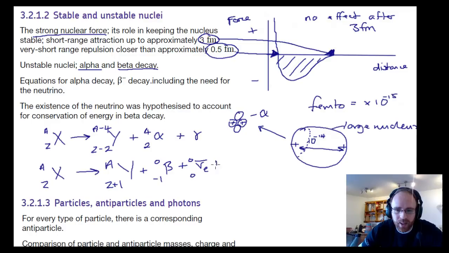We may also have a gamma to get rid of any excess energy, but it might be that the energy is all used up by these two. So my beta particle can have a range of energies, which is a little bit weird.